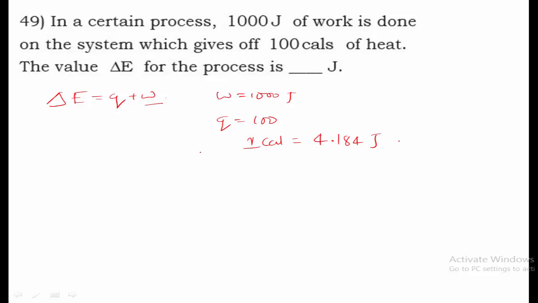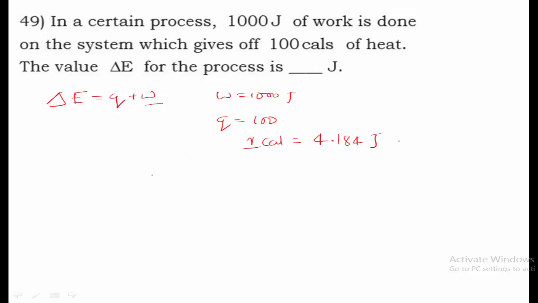49th. In a certain process, 1000 joules of work is done on the system, which gives off 100 calories of heat. The value of delta E for the process is. So delta E, what is the equation? Delta E is equal to Q plus W. Work is given as 1000 joules, but Q is given in calories, and therefore you should know 1 calorie is equal to how many joules. So 1 calorie is equal to 4.184 joule.